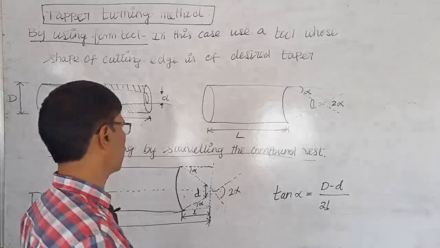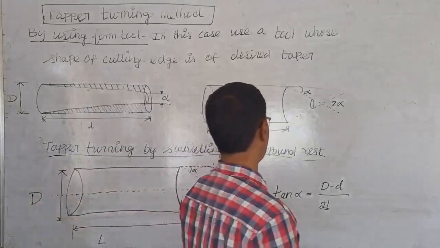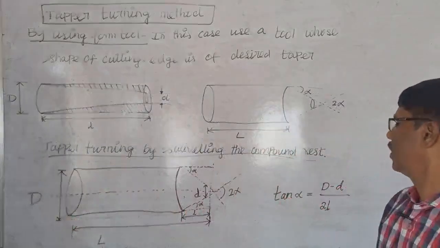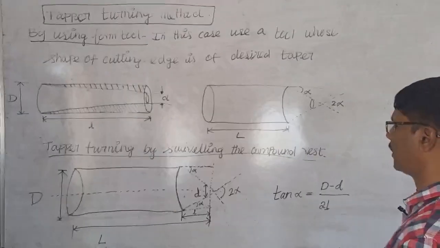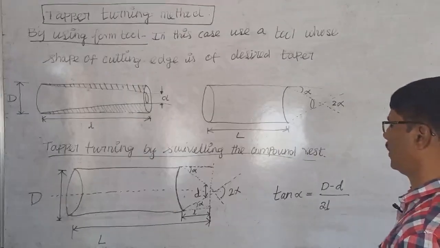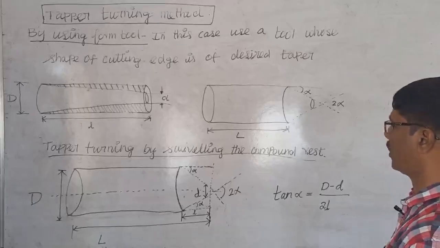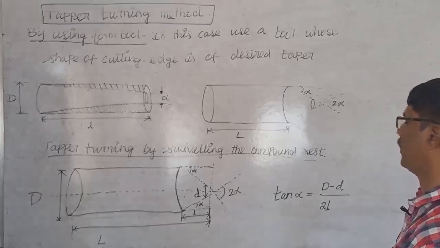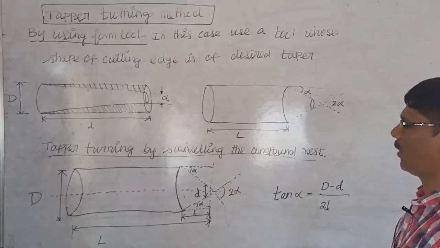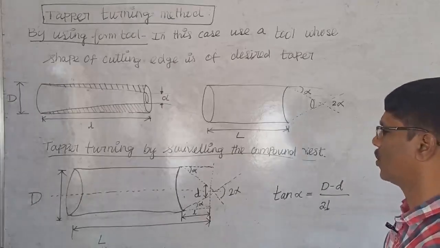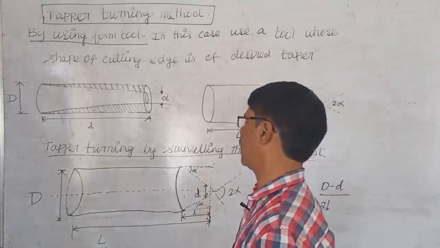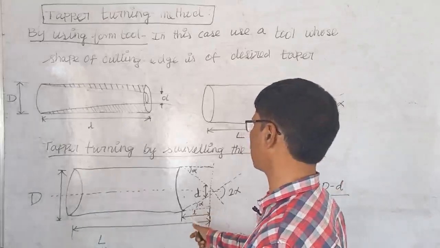The next method is turning by the compound rest. For the compound rest, we have to calculate tan alpha. Tan alpha is nothing but capital D minus small d divided by 2L. By using this formula, the swiveling angle can be found out, and it has to be set at that particular angle to achieve the taper. The entire length is L, and the length where the taper is produced is small l.